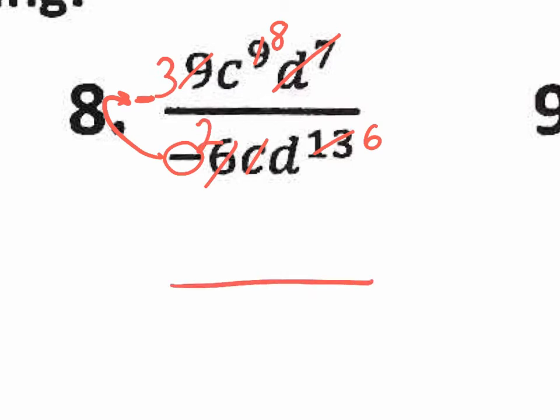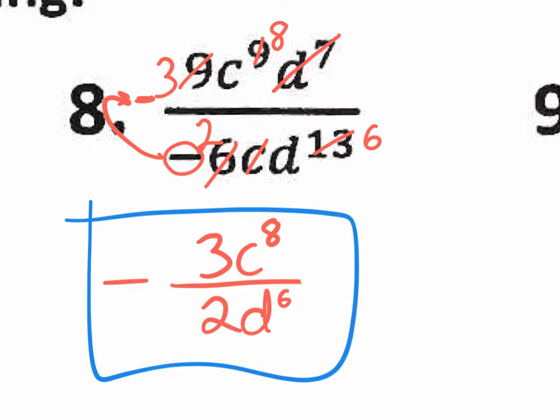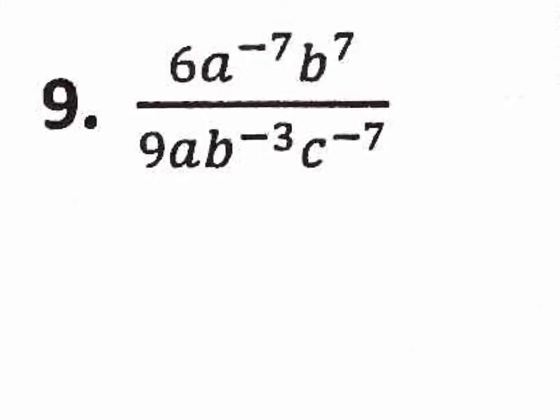So my answer, it's looking messy, I'm sorry. There's a negative sign out in the front. There's a 3 up on top. There's a C to the 8th up on top. And on the bottom, there's a 2 and a D to the 6th. So I guess I didn't need my fraction bar that long. But anyways, there's my answer. Negative 3C to the 8th over 2D to the 6th. All right, moving on. Check out number 9.